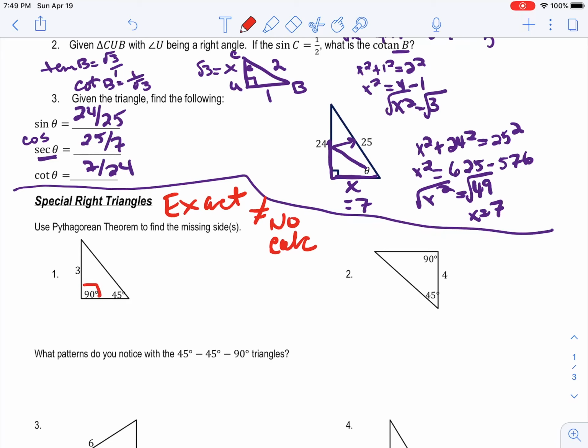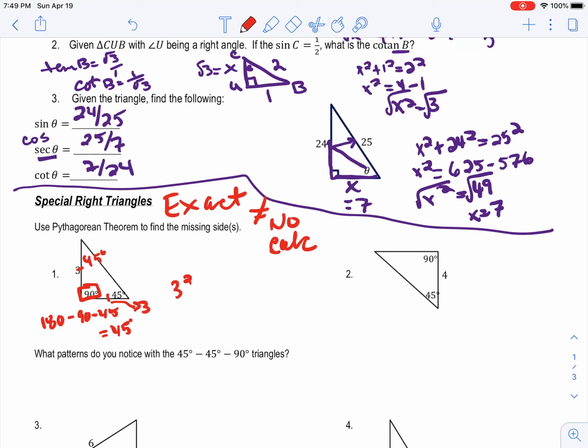So on number 1, if this is 90 and this is 45, then 180 minus 90 minus 45 gives us 45, or we have a 45, 45, 90 triangle. And remember, in a 45, 45, 90 triangle, back from geometry or integrated, when you have 45 and 45, the sides are the same.